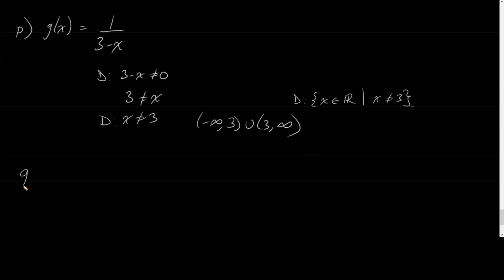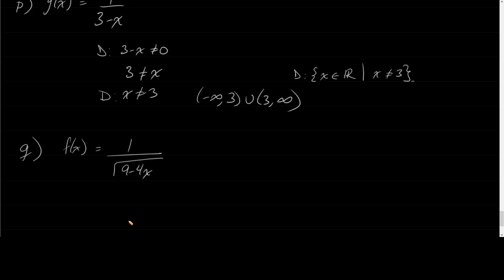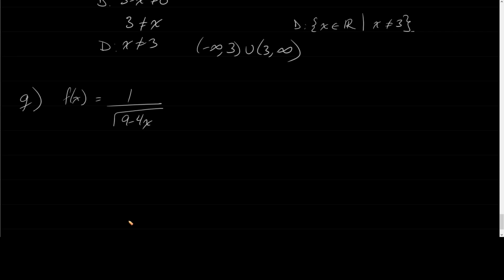All right, so that's P. Let's say that I had something like f of x being equal to 1 over the square root of 9 minus 4x. In here, we've got a fraction, but we also have a square root. For the domain, since we have a fraction, the denominator, the square root of 9 minus 4x, cannot be equal to 0. But we also have a square root, so the inside, 9 minus 4x, must be greater than or equal to 0.